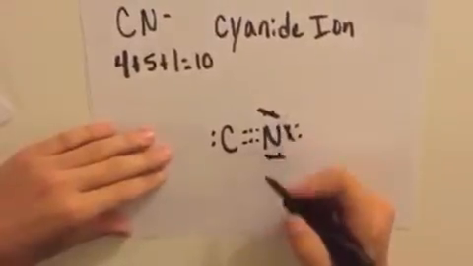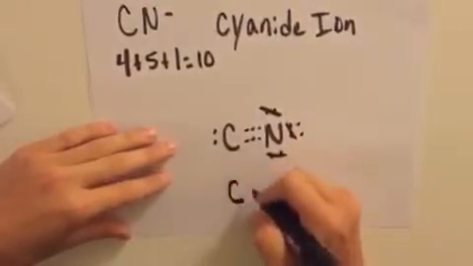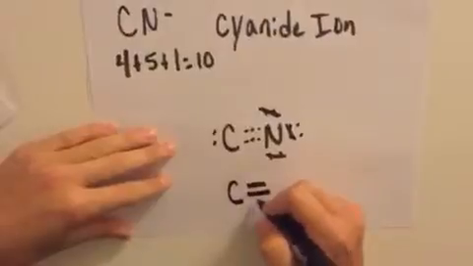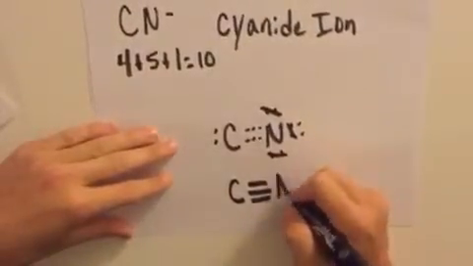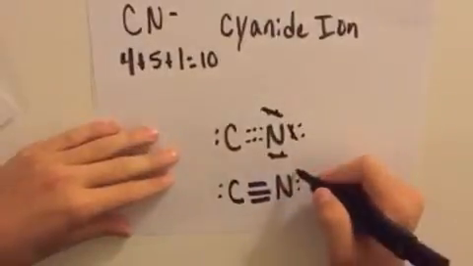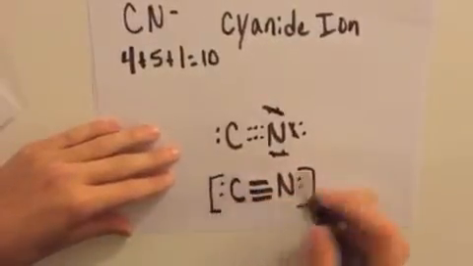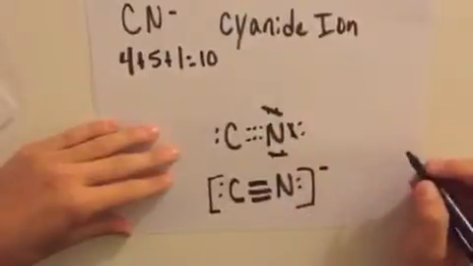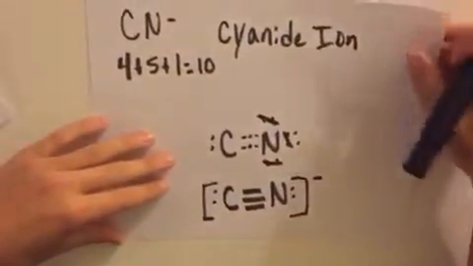Next, we'll draw the structure like this. And then we surround it with brackets again and put the negative outside. That's the cyanide ion.